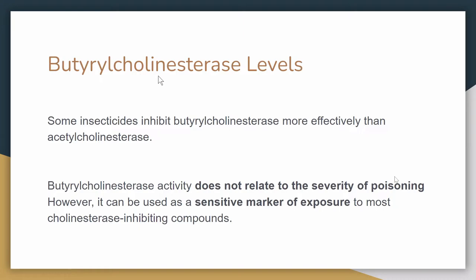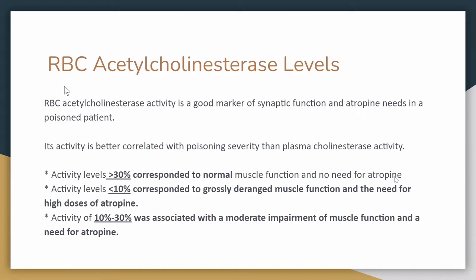So butyrylcholinesterase, if you check this level, it does not relate to the severity of poisoning. It is just a sensitive marker of exposure. So if it is normal, you can say that they did not have an exposure to an organophosphate. In contrast to the acetylcholinesterase level, you can use it as a marker of how bad the toxicity is.